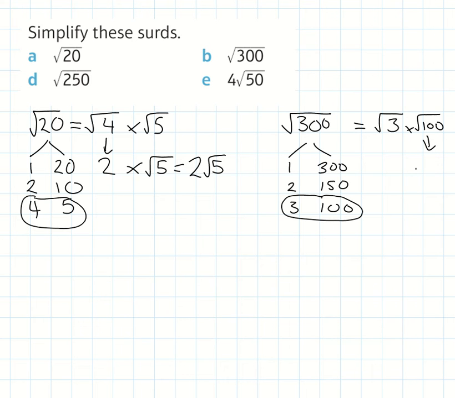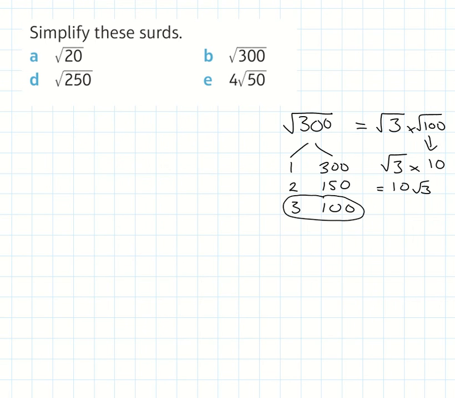I know the square root of 100 is 10, so I'm going to rewrite that, and we'll leave the square root of 3 and the times alone. And I know that is the same as 10 root 3. So let's have a look at the next one, and that would be the square root of 250. Break it down into its factor pairs.